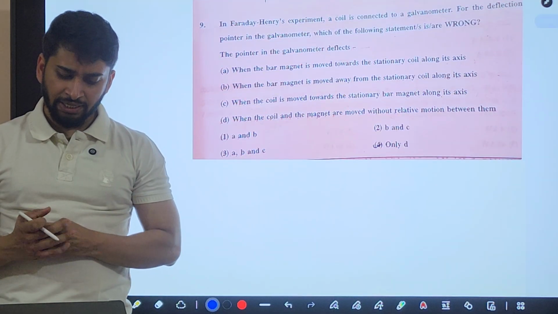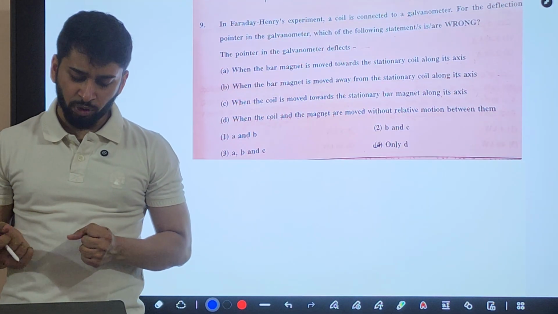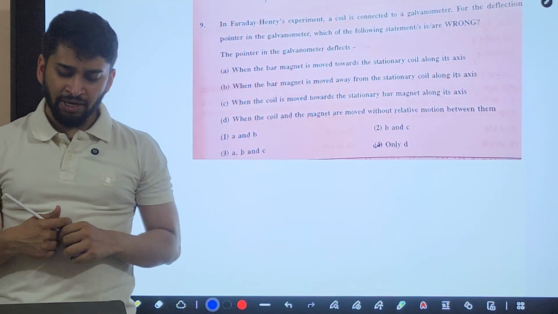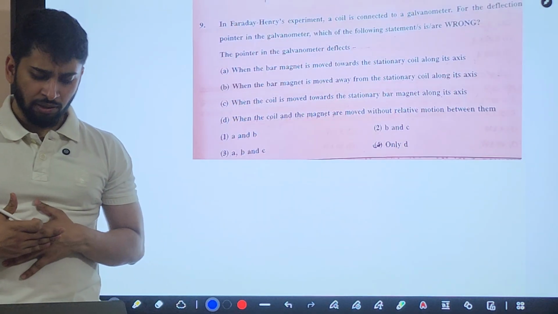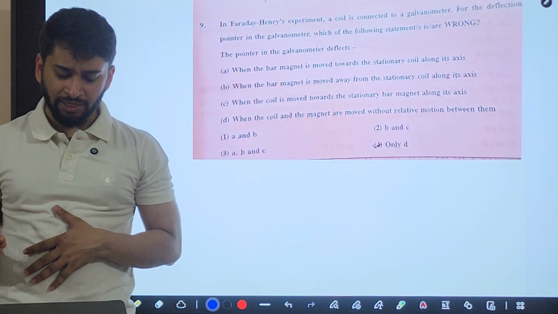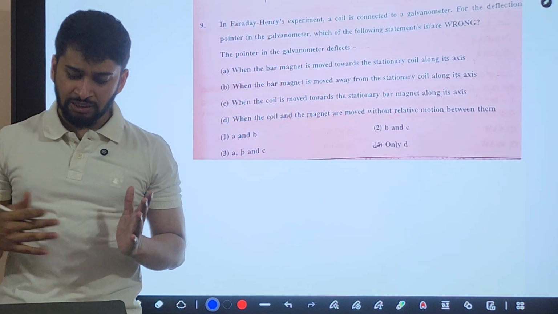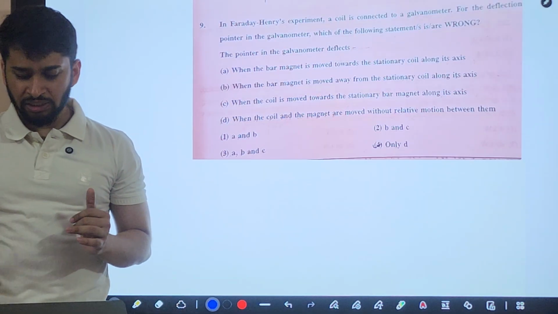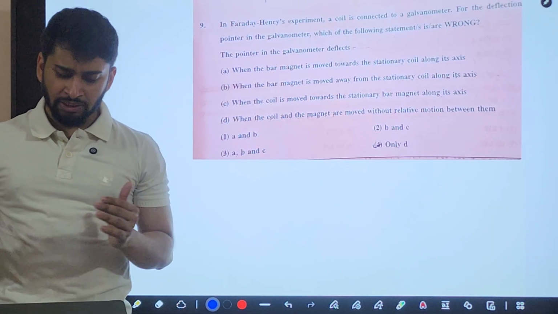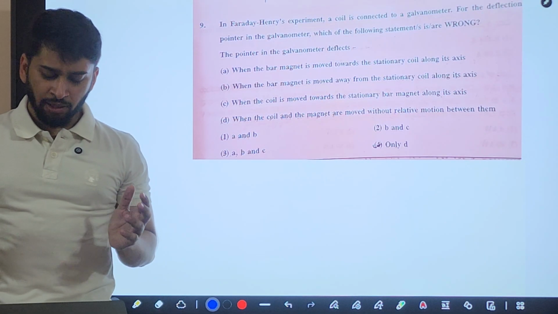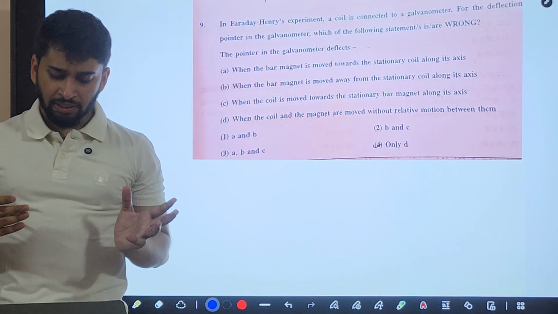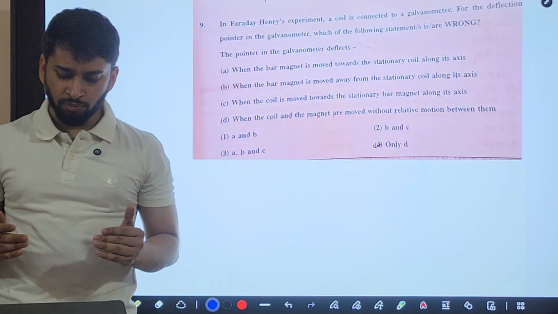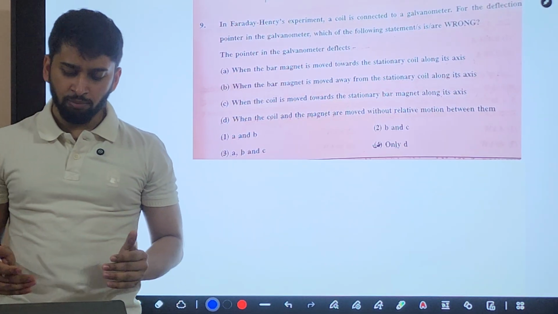A coil is connected to a galvanometer. For the deflection pointer in the galvanometer: when the bar magnet is moved towards the stationary coil, the pointer in the galvanometer deflects; when the bar magnet is moved away from the stationary coil; the coil is moved towards the stationary bar magnet along its axis; when the coil and the magnet are moved without relative motion.